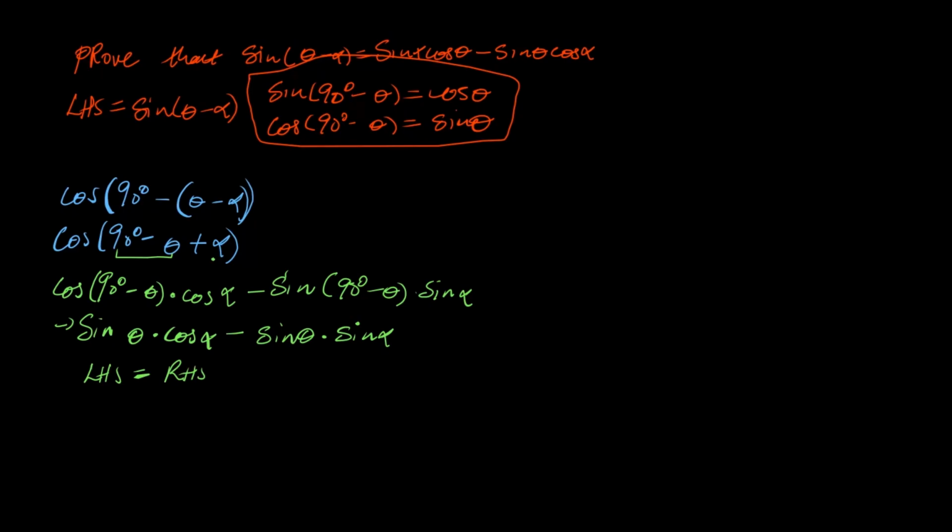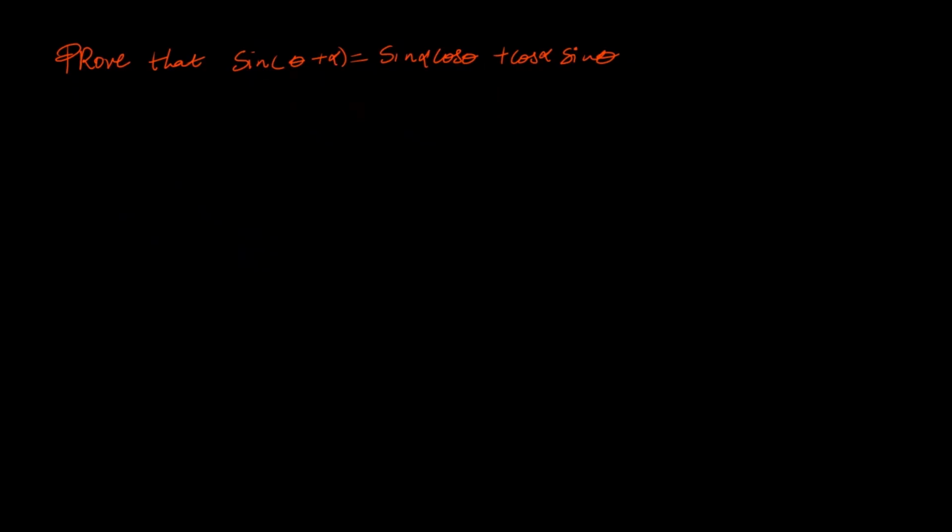Now let's move on to the next page. In the next page we are required to prove that sin(theta plus alpha) is equivalent to sin alpha cos theta plus cos alpha sin theta. So in proving this, let's just pick the left hand side in our case. We quickly pick the left hand side. We are going to have a left hand side equal to sin(theta plus alpha).